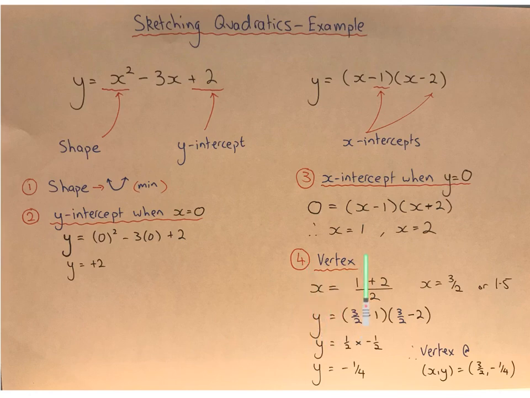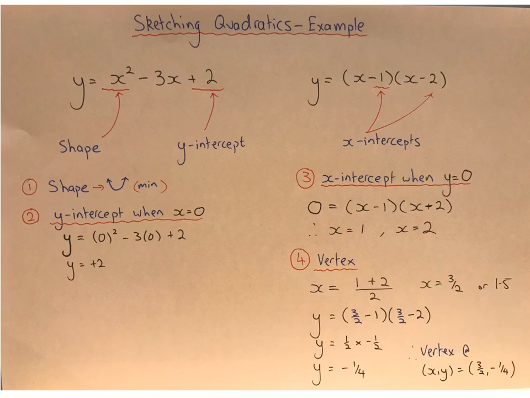The next key feature is the vertex. So to determine where the vertex is, we need to exploit the symmetry of our quadratic. So if it has the x-intercepts of 1 and 2, we'll find that the vertex must lie halfway between those 2 points. To find that halfway point, we add the two x-intercepts together and divide by 2, giving us a value of 1.5.